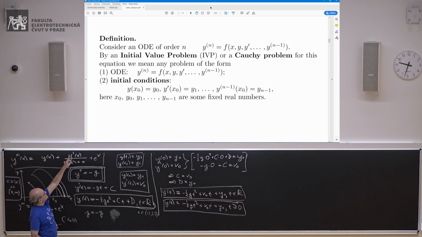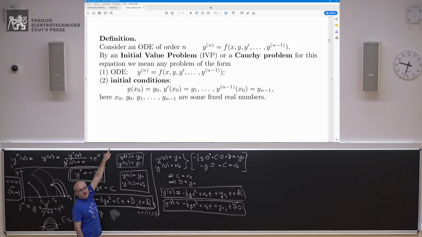It's called initial value problem, or sometimes people call it a Cauchy problem. So how does it look? It has 2 parts. Part 1 is some ordinary differential equation of order n. And again, we have the special form where the highest derivative is isolated. That's how we like it. And you have initial conditions.